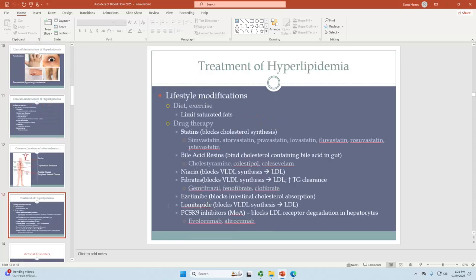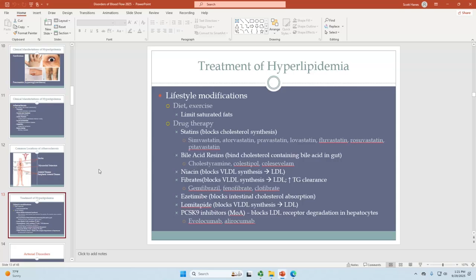Okay, so just real quick on treatment of this before we go into the specific disorders, and all of these treatments apply to all of these disorders. And again, I'm not going to ask you specifics on treatment. It's here for your information. Lifestyle modifications are key, right? Changing the diet, particularly limiting saturated fats, is essential to decrease lipid concentrations. But in many patients, we require drug therapy.